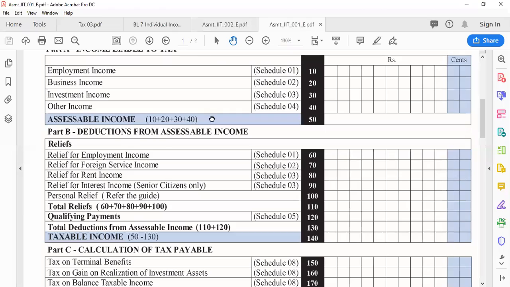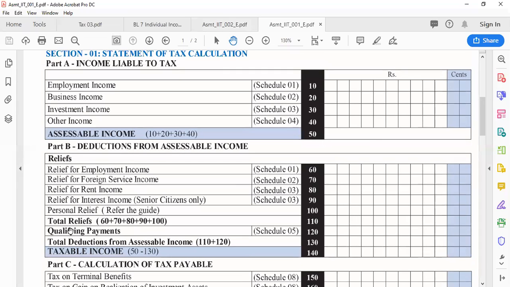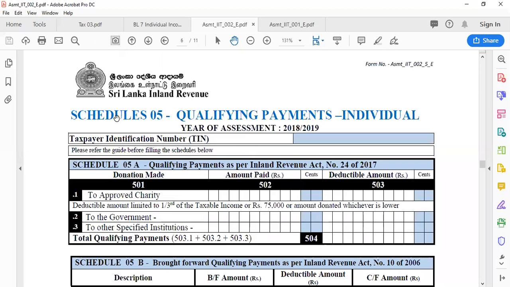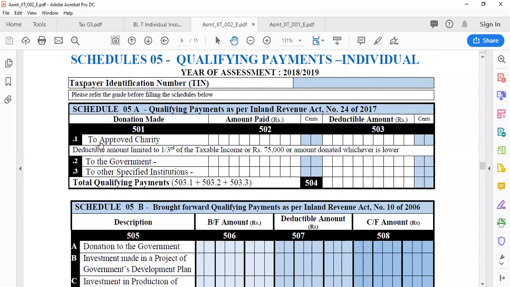Now we have talked about qualifying payment, section 5, schedule 5. Here, schedule 5 talks about qualifying payment of an individual, right? Number 1, to an approved charity. Number 2, to the government.